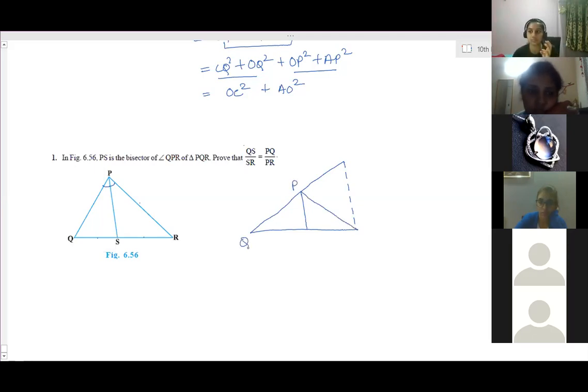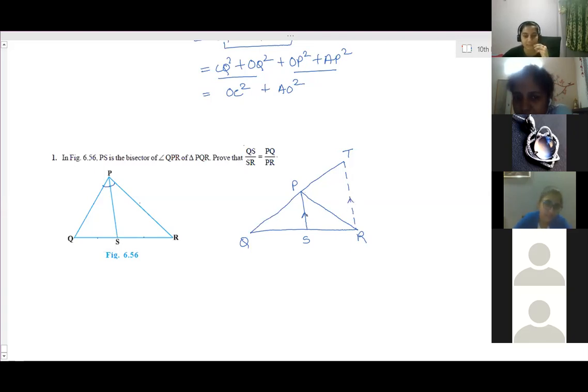This is P, Q, R, S, and we have to consider T. So we have to do the construction. This is our required given triangle. Through point R, we have to draw a line TR parallel to PS.